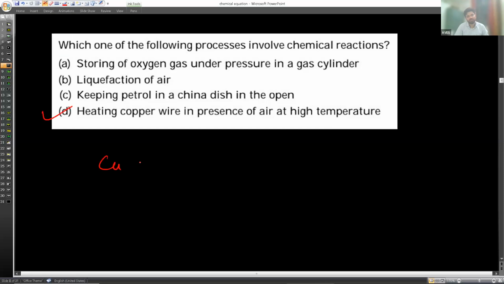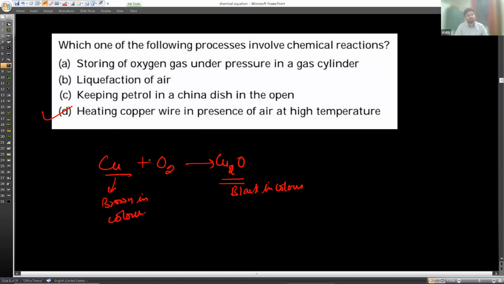When you heat copper wire in the presence of air, it will give you copper oxide, which is black in color. Chemical change. Next.